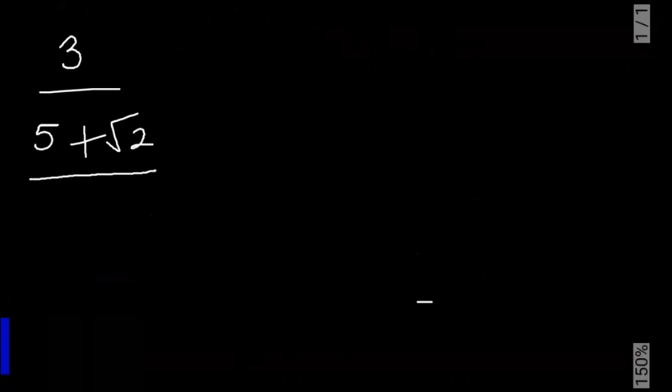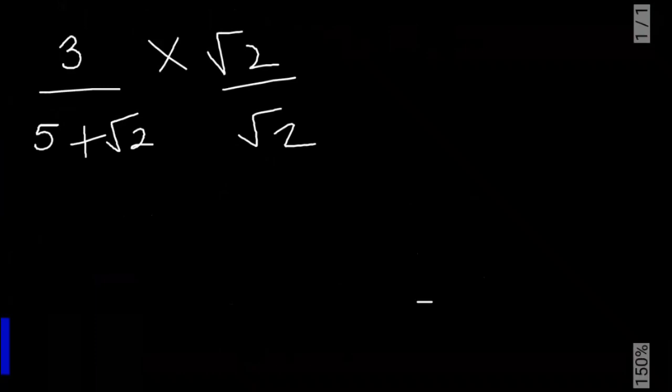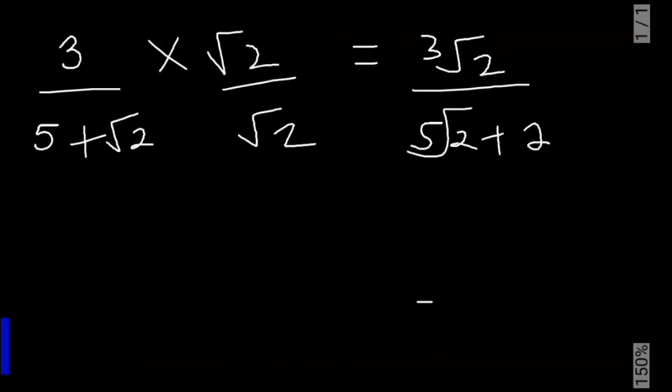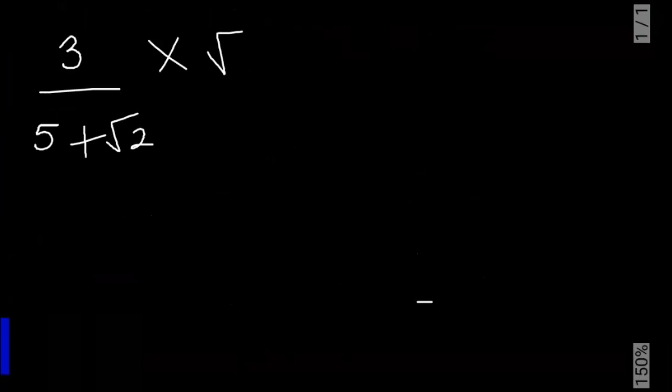So how do we rationalize this? We don't multiply by root 2 over root 2. No. This is going to give us 3 root 2 over 5 root 2 plus 2. We are still going to have a surd in its denominator, so we have not achieved the purpose of rationalization. So what are we going to do if we can't do this?